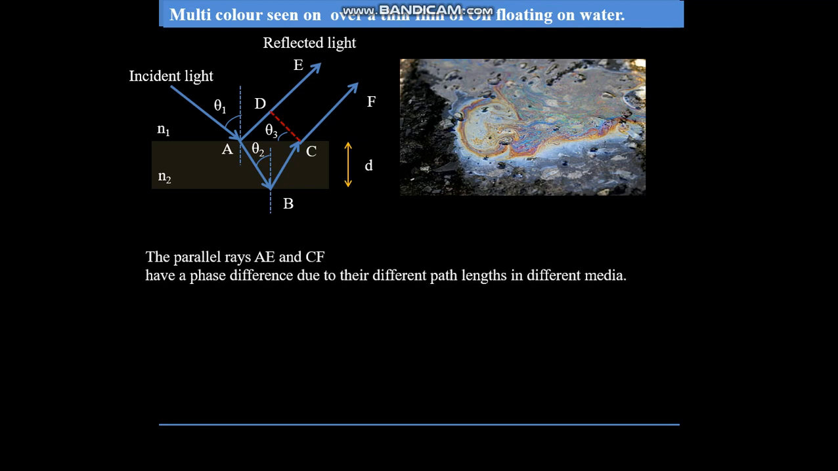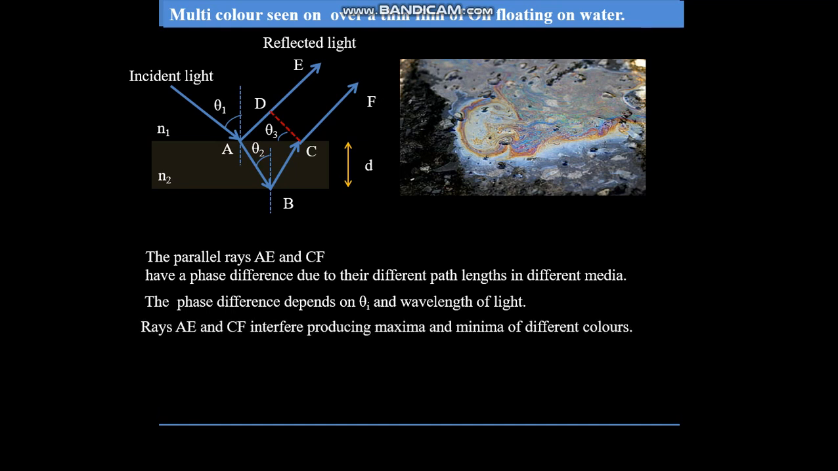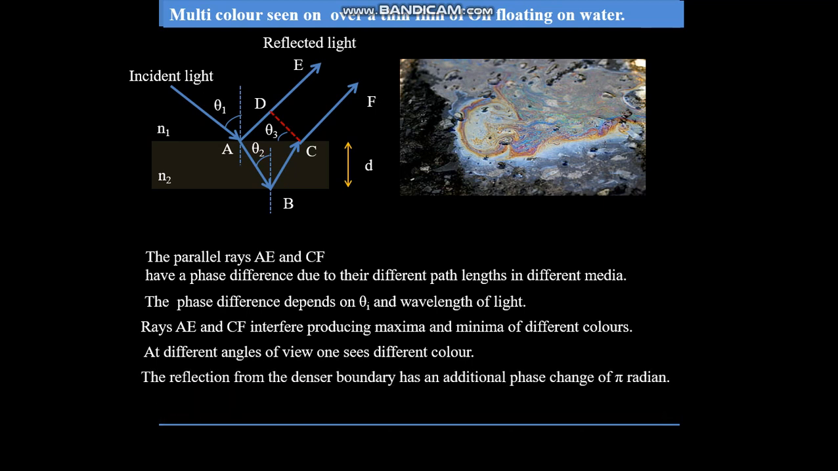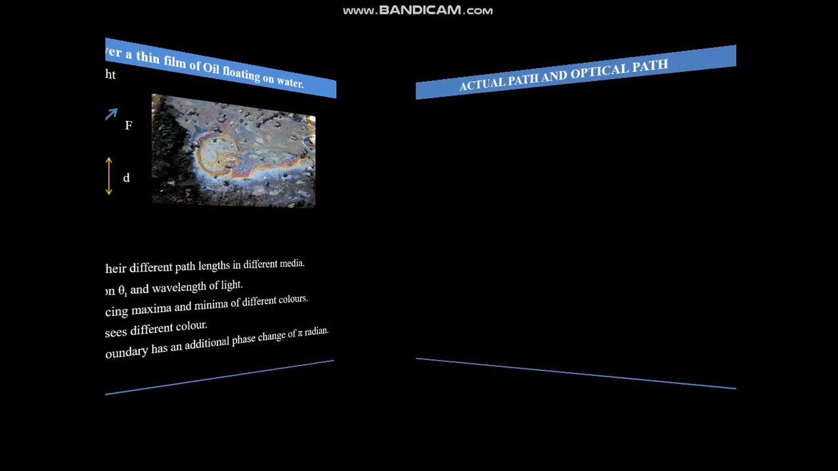That's the reflected light. The parallel rays AE and CF have a phase difference due to their different path lengths in different media. The phase difference depends on theta i, the angle of incidence, and the wavelength of light. Rays AE and CF interfere, producing maxima and minima of different colors. At different angles of view, one sees different colors. The reflection from the denser boundary has an additional phase change of pi radian.